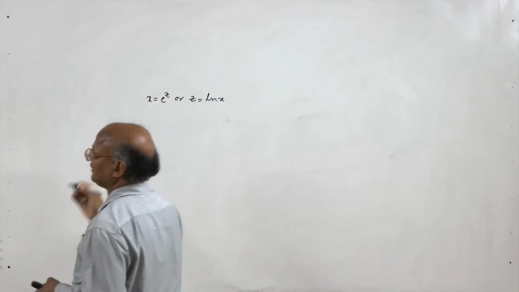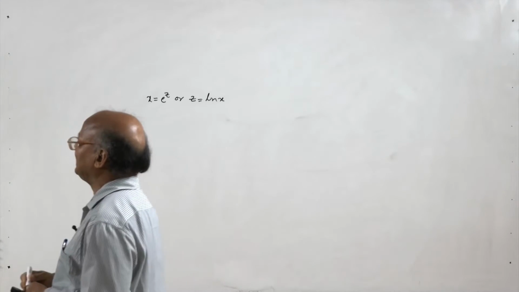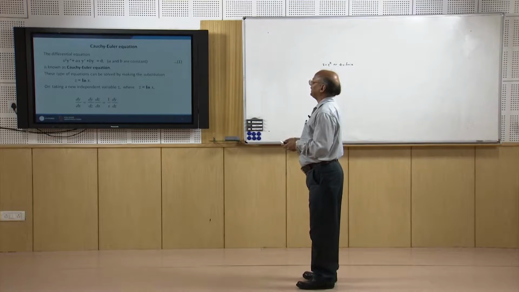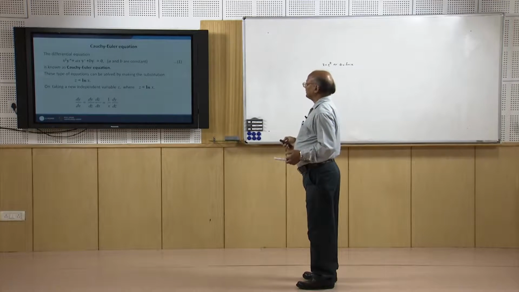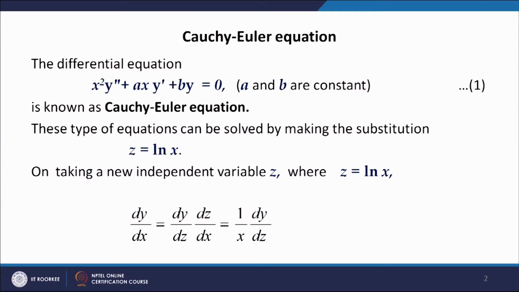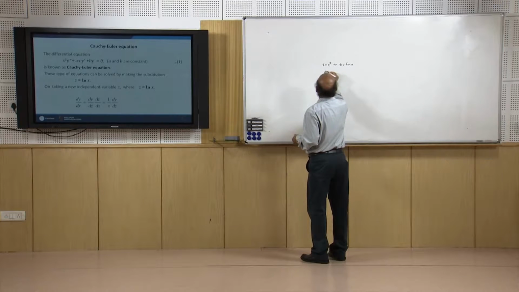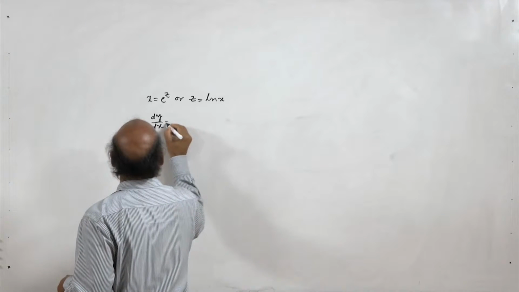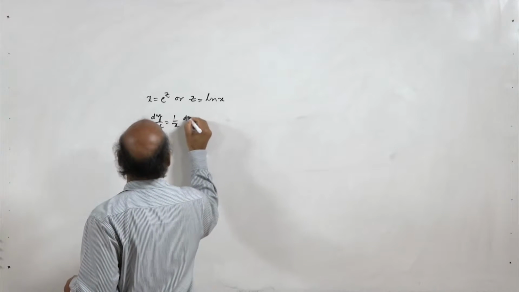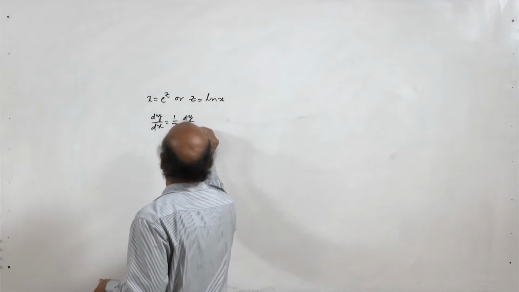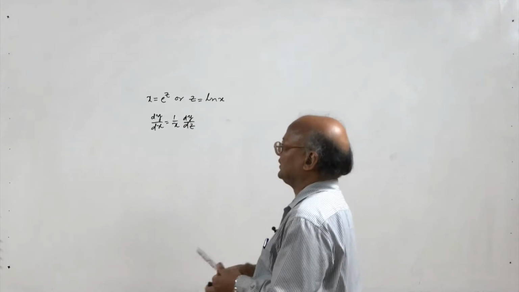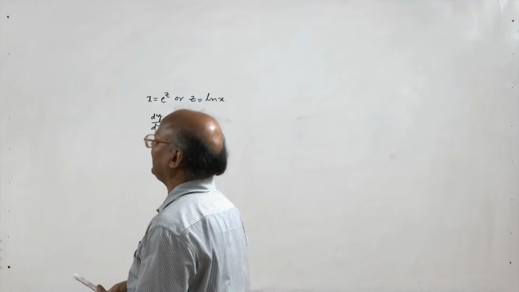When we find dy by dx, we can write dy by dz into dz by dx, and dz by dx, since z equal to ln x, is 1 by x. So we have dy by dx equal to 1 over x times dy by dz. Now let us find d square y by dx square.